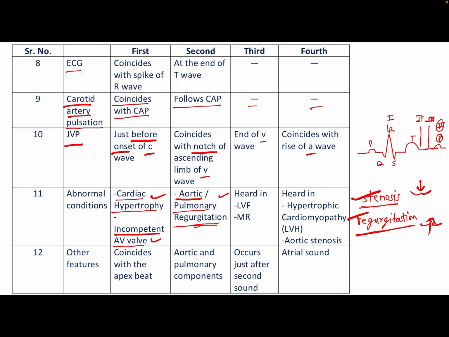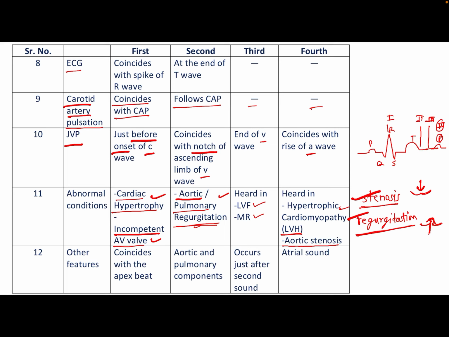Now third heart sound is abnormal in left ventricular failure and in mitral regurgitation. Fourth heart sound is abnormal in hypertrophic cardiomyopathy, basically in left ventricular hypertrophy, and in aortic stenosis. In both of these conditions the fourth heart sound will be abnormal.